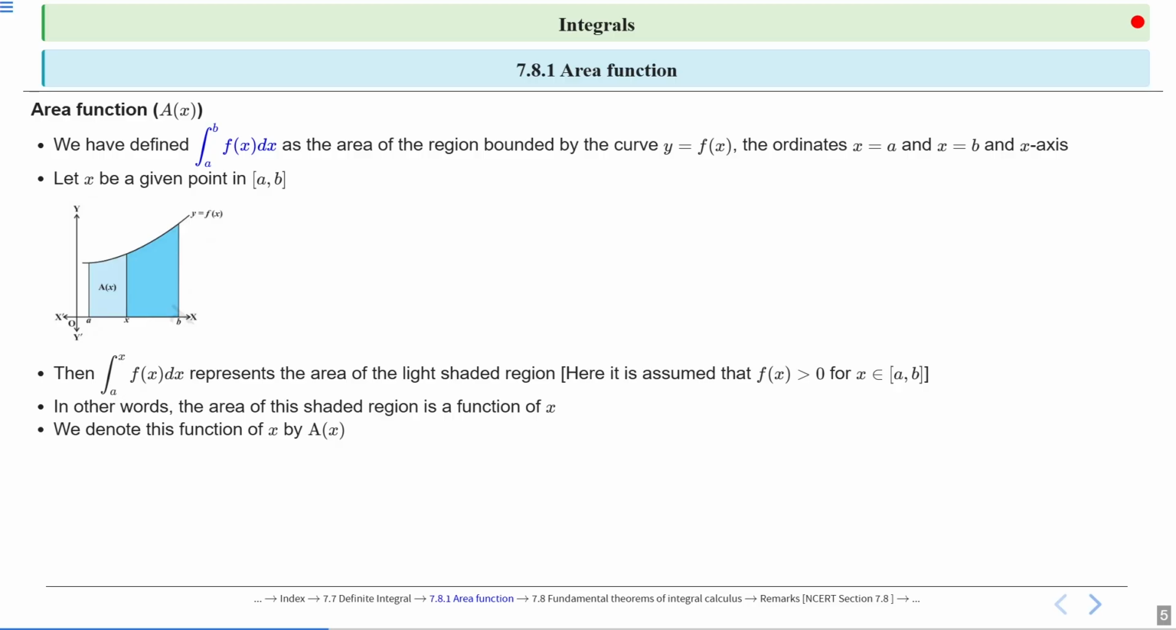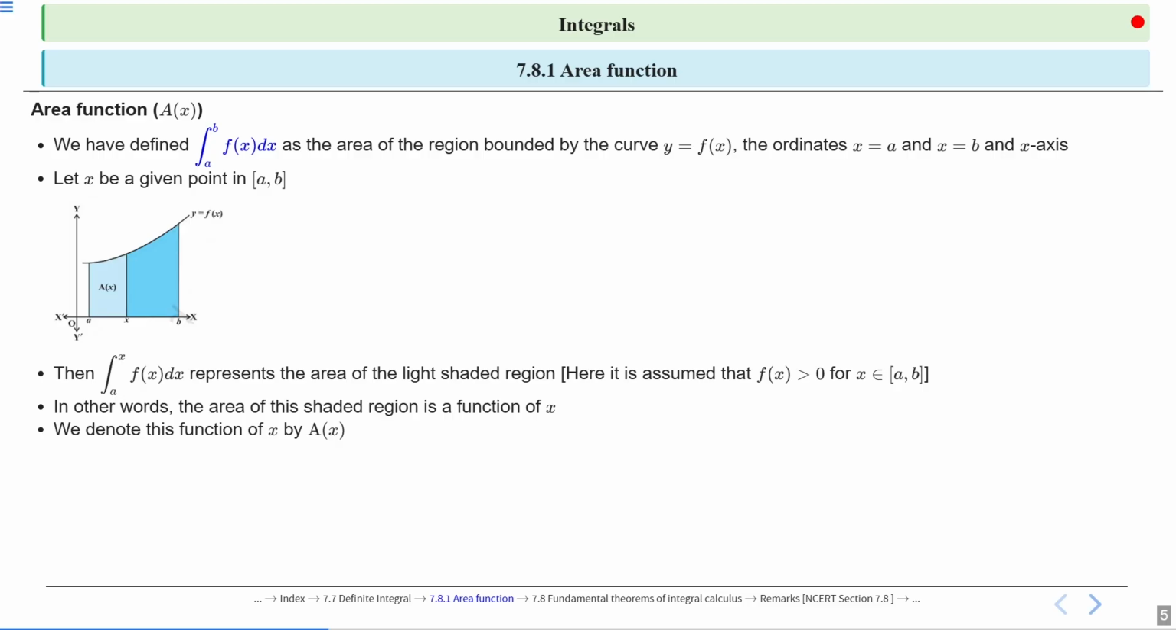It is necessary to define a function, area function. In other words, the area of the shaded region is a function of x. It means if we change the value of x, the area is also changed. So the area is a function of x. We denote this function of x by A(x).